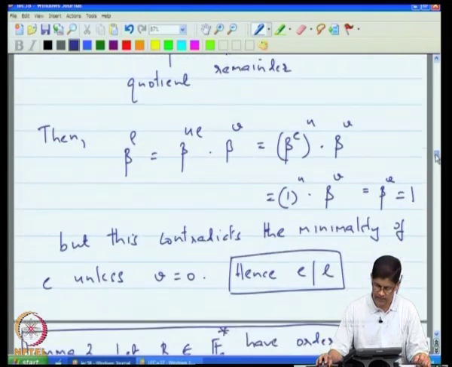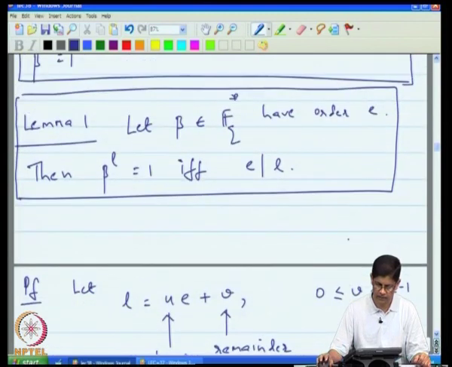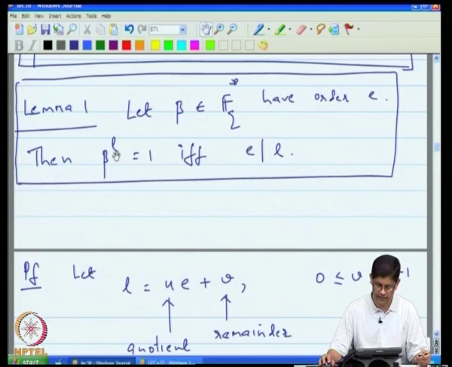So, that tells us that e divides L. Again, to summarize, if beta has order e and beta to the L is equal to 1, the only way that can happen is if e divides L, and conversely if e divides L, this will take place.